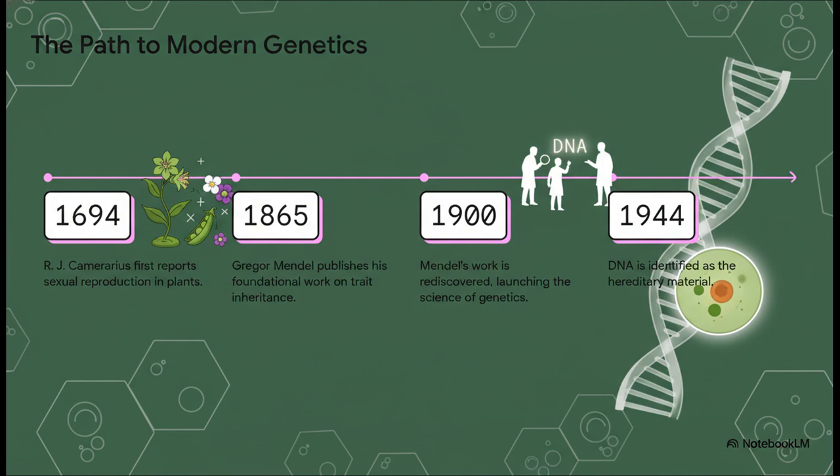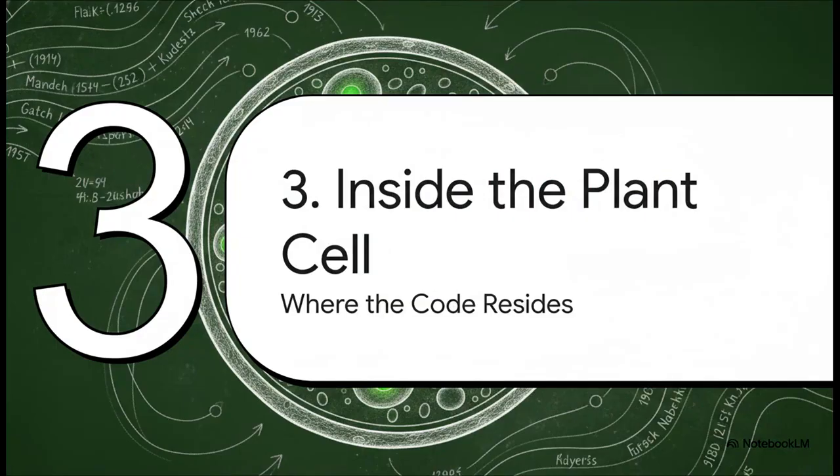Then, of course, in 1865, you have Gregor Mendel doing his groundbreaking work with pea plants, laying down the fundamental laws of heredity. And here's the crazy part. His work was basically ignored for 35 years. Can you believe that? It wasn't until 1900 that 3 different scientists rediscovered it, and that really launched the science of genetics. The story took another massive leap forward in 1944, when DNA was finally officially identified as the stuff of heredity itself.